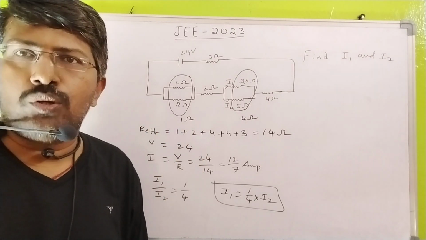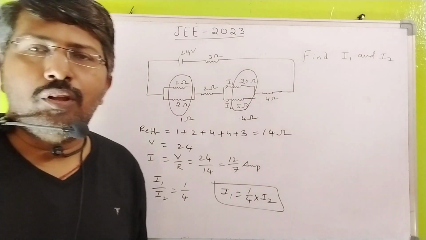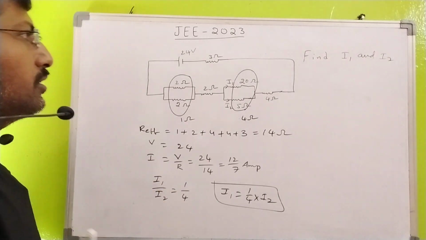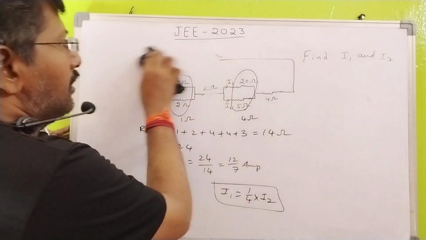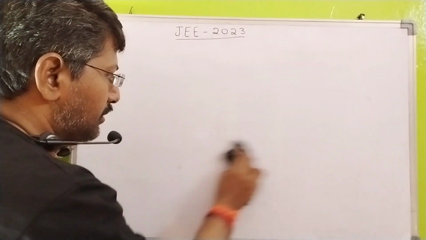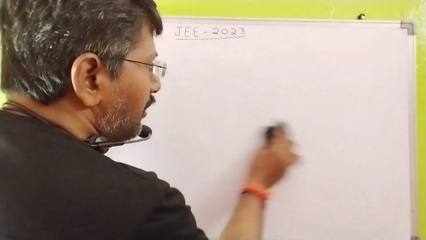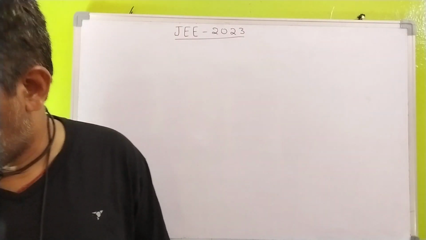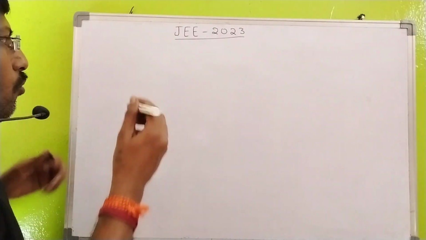Okay, next one more problem. See here, if you observe one more problem, that problem is given from magnetism and magnetic field. What do they give in magnetism and magnetic field? This is one circular coil.